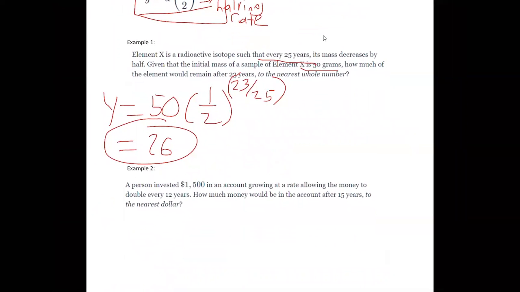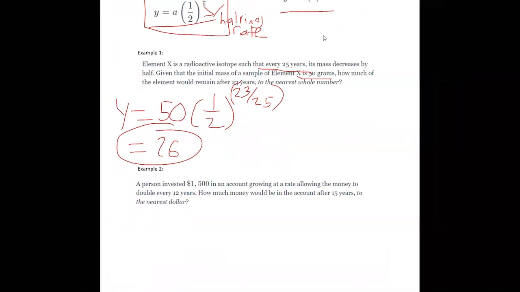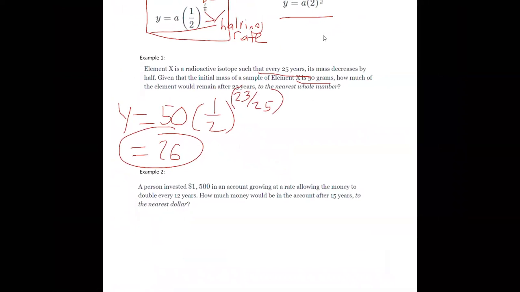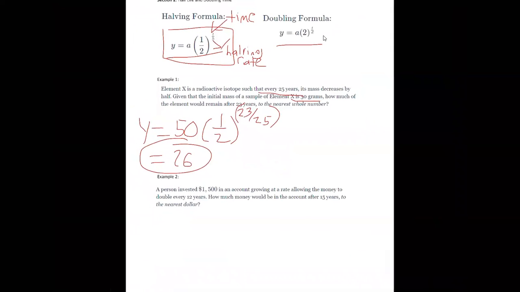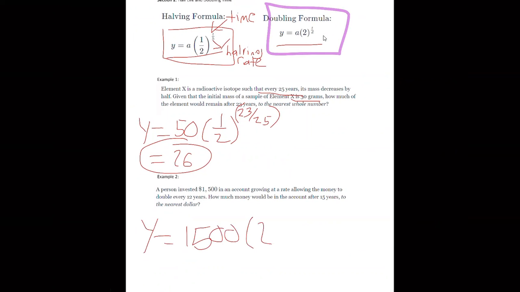For this next example, we have a person that's investing money into an account that allows the money to double every 12 years. How much money would be in the account after 15 years? Since this one is doubling, obviously we're going to be using the double formula. So your A is the 1,500. That's how much money you start with in this account. It's doubling, so that's our growth rate inside.